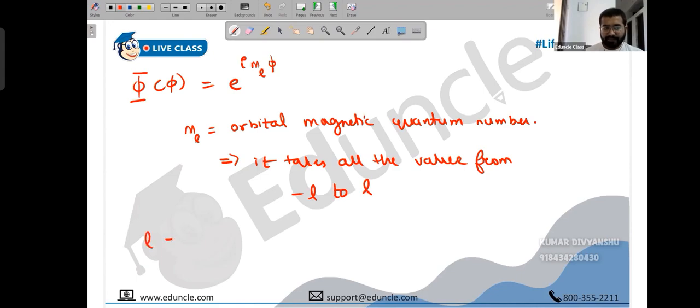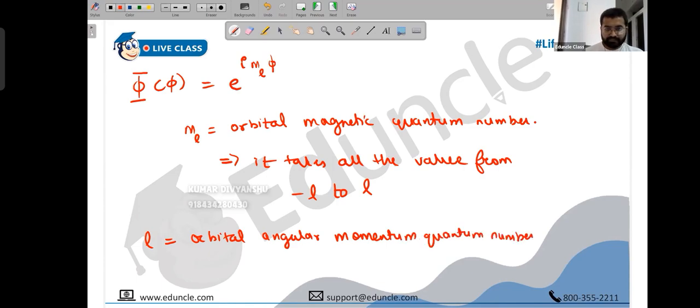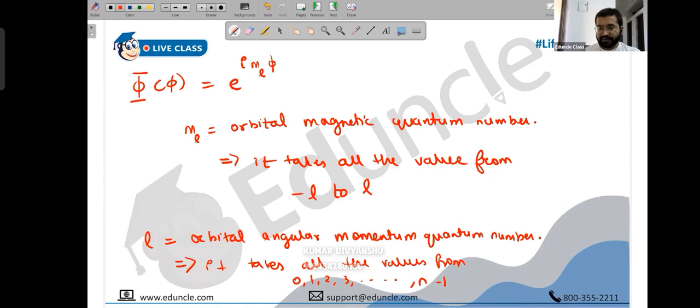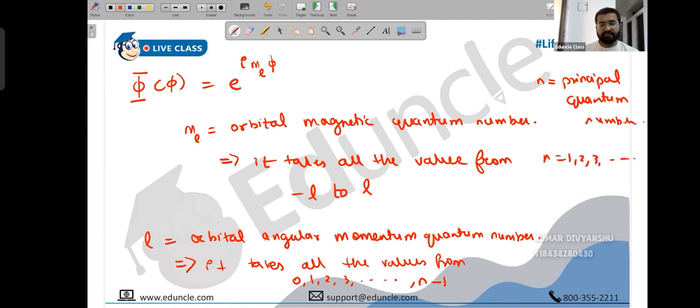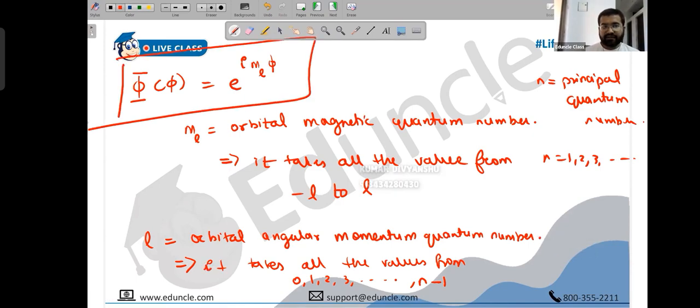And what is l? l is the orbital angular momentum quantum number, and its other name is the azimuthal quantum number. If you want, you can also call it that. And what values does it take? It takes all the values 0, 1, 2, 3 until n minus 1. And what is n? n is the principal quantum number of the hydrogen atom, which we already know, and which starts from 1: 1, 2, 3, 4, 5, 6, 7, 8. So as you can see, Phi is only a function of phi. It's not a function of r, it's not a function of theta.